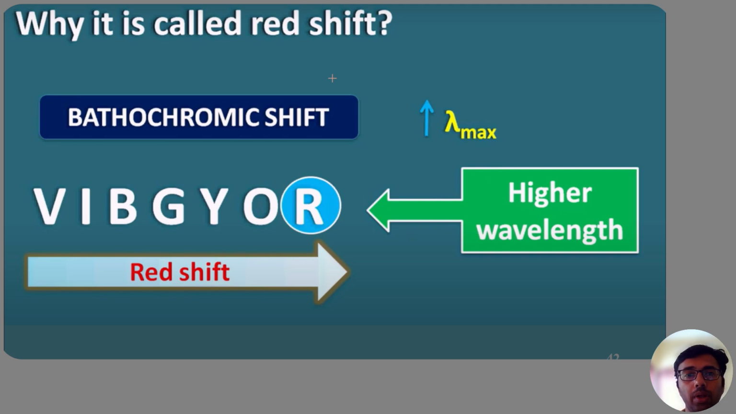Recall the visible spectrum picture. The red region contains the longest wavelengths and lowest photon energies. Therefore, whenever lambda max increases, the absorption moves toward the red side of the spectrum. This terminology applies even when absorption occurs in the ultraviolet region. It is a universal spectroscopic convention.